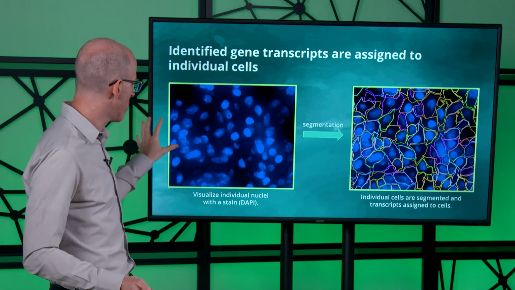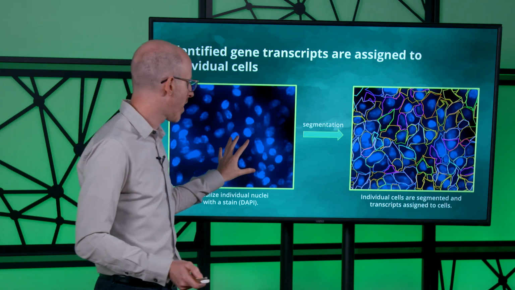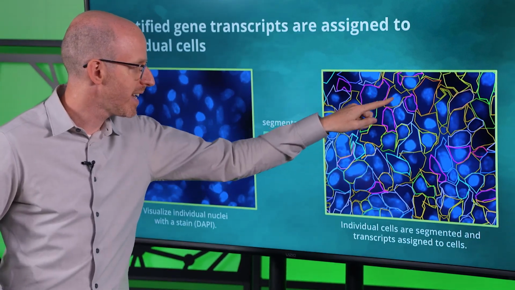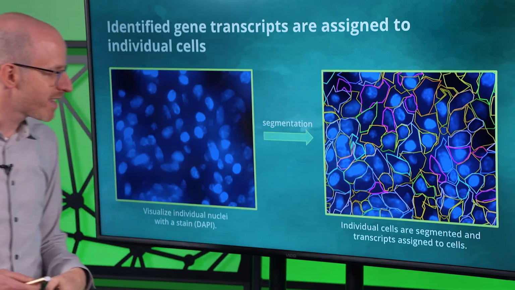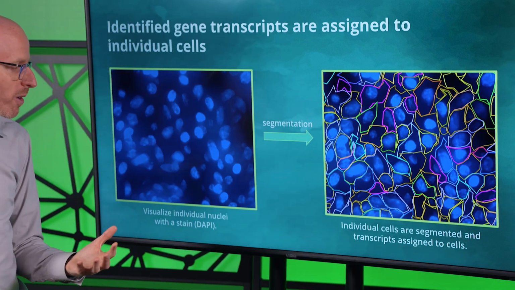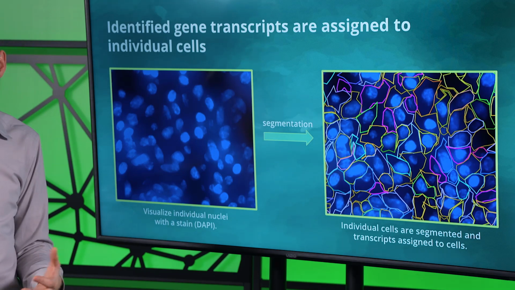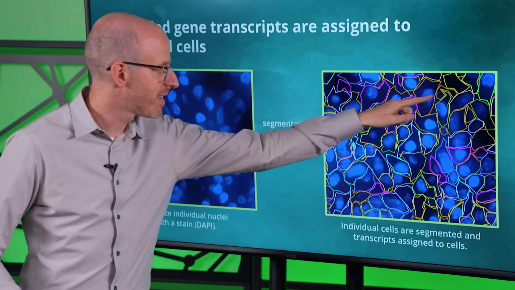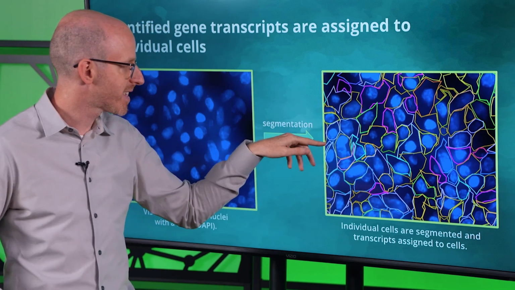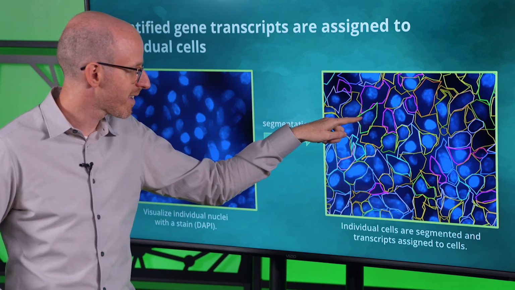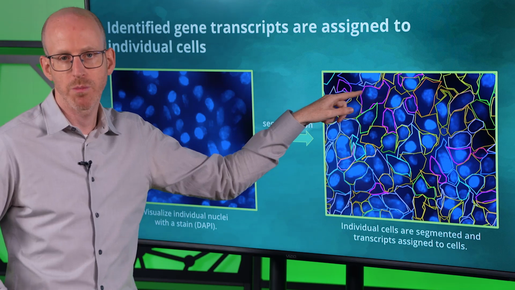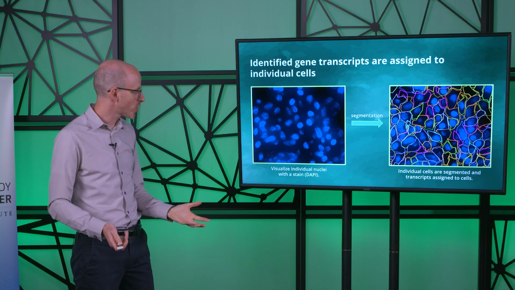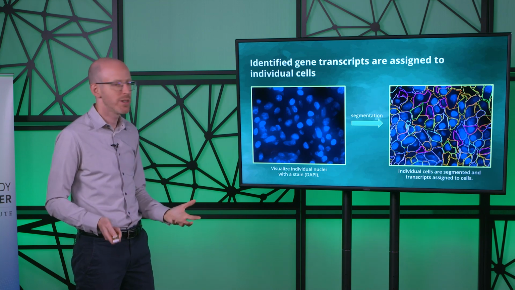And so what we do is we carry out a segmentation process where we draw polygons around the cells that are going to separate each individual cell. This is often done using a deep learning algorithm to detect the boundary of the nucleus and the boundaries. And then once these boundaries have been made and the cells have been segmented, now we can say this transcript belongs to the green cell here, and this other transcript belongs to the purple cell here. So at this point, we have identified the gene transcripts and assigned them to individual cells.